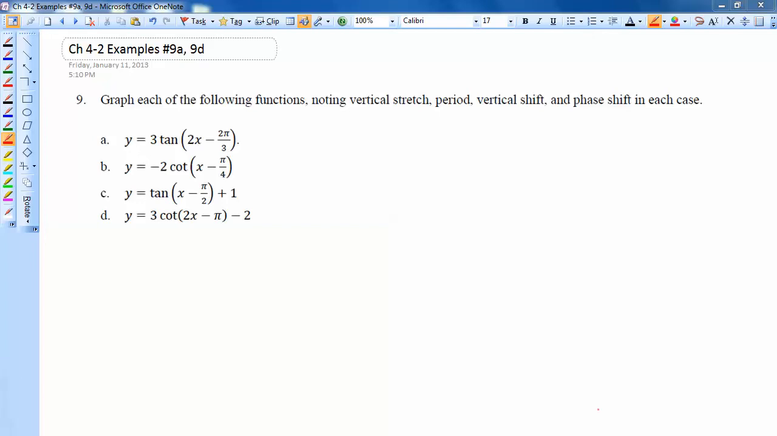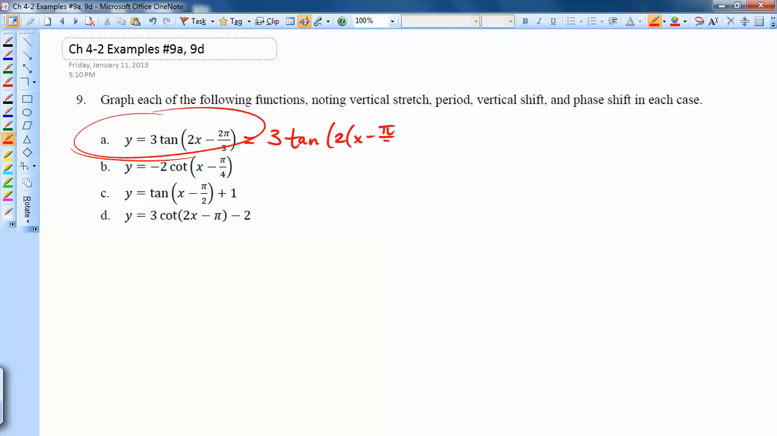Okay, so I want to do 9a and 9d from the example packet. So let's take a look at 9a first here. The first thing I want to do is write it in a form that we've been using. So 3 tan, and then we'll factor out that 2 and get x minus pi over 3.